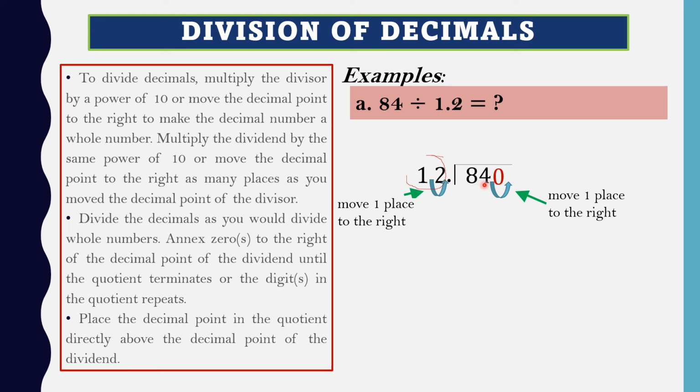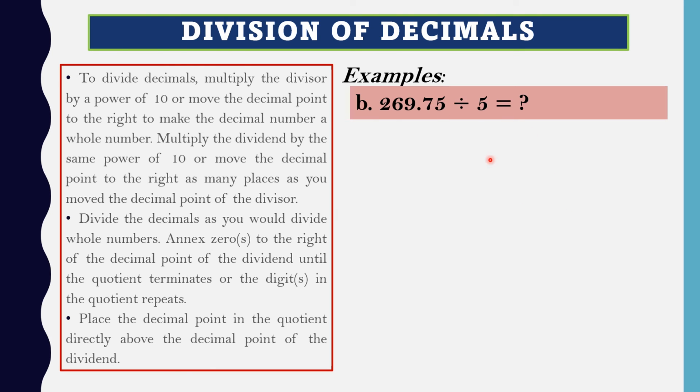Can now divide. So 8 divided by 12 cannot be, so we will take 2 digits. 84 divided by 12 is 7, and 7 times 12 is equal to 84. Subtract 84 minus 84, the result is 0. Don't forget that we still have another 0, so bring it down. 0 divided by 12 is equal to 0. And 0 times 12 is equal to 0 again. And subtract them, the result is 0. It means that the quotient of 84 and 1.2 is 70.